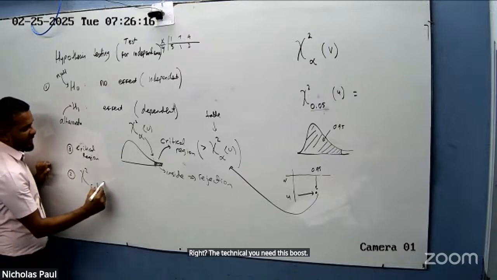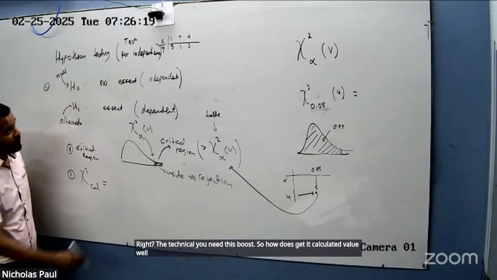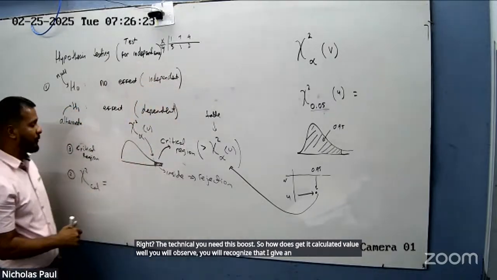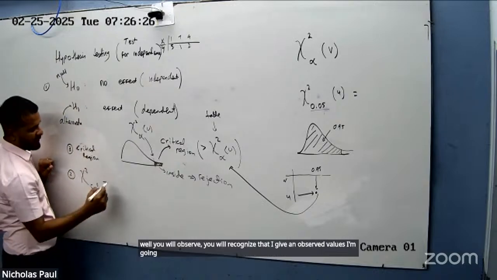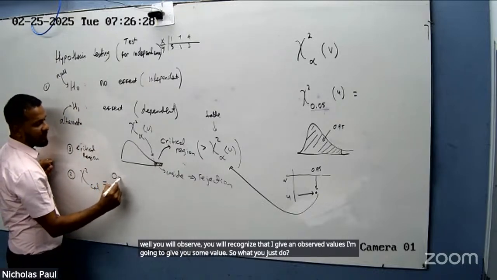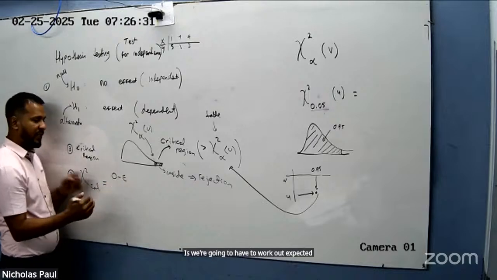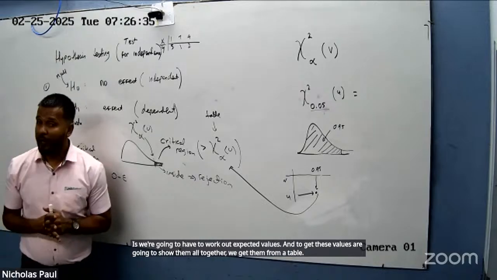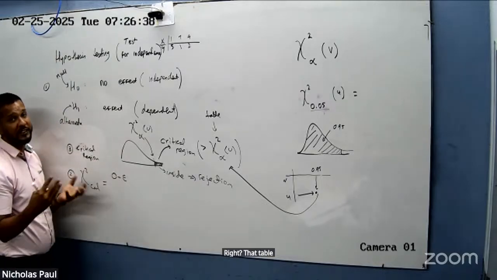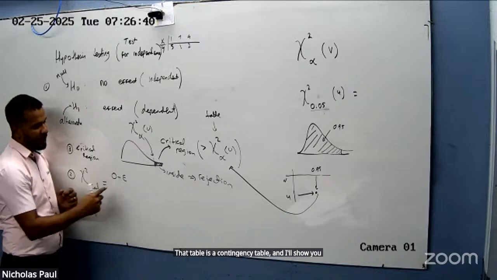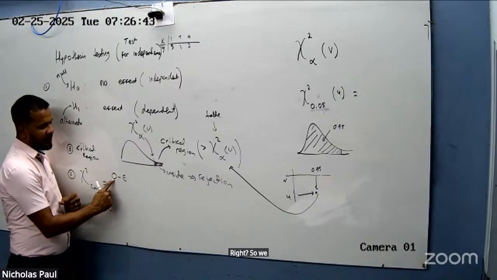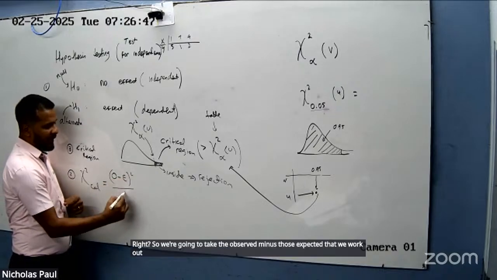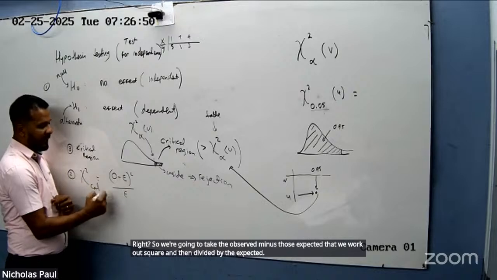So how do we get a calculated value? Well, you will recognize that I'm giving you the observed values, right? I'm going to give you some values. So what we're going to have to do is work out expected values, and I'm going to show you how to get them. We get them from a table, right? That table is a contingency table, and I'll show you how to use it. So we're going to take the observed minus those expected that we work out, square it, and then divide it by the expected. And then we're going to sum all of that.